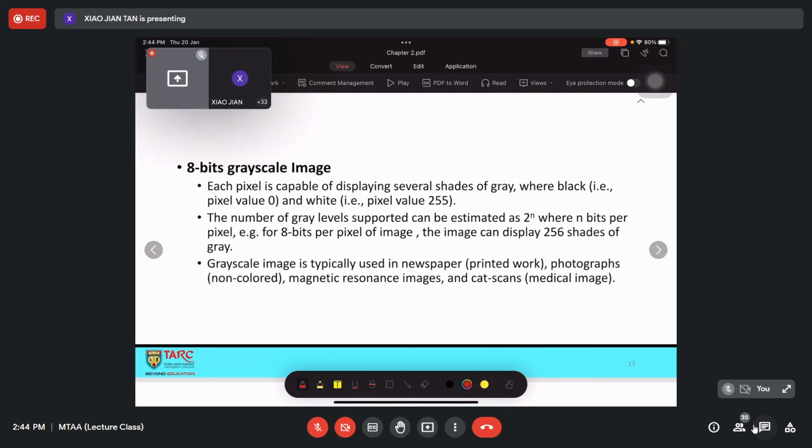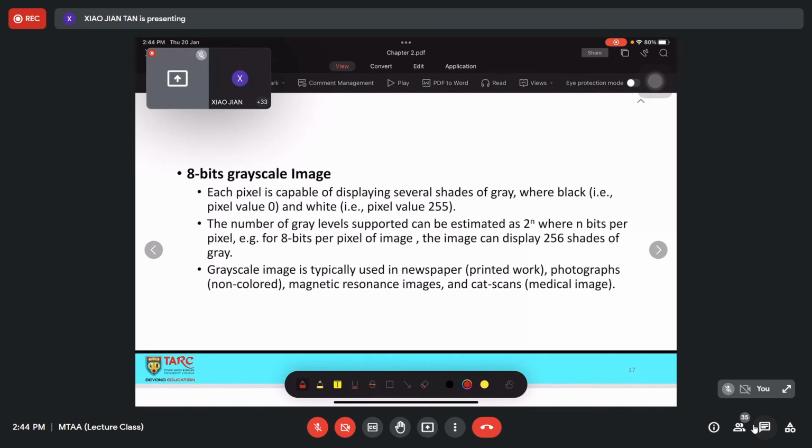8-bit grayscale image. Each pixel is capable of displaying several shades of gray, where black is 0 and white is 255. So all the values between 0 and 255 would be the transition from black to white. You would suppose this one is dark gray, light gray, very light gray, and white. Something like that.